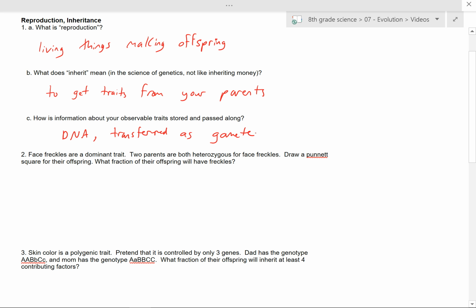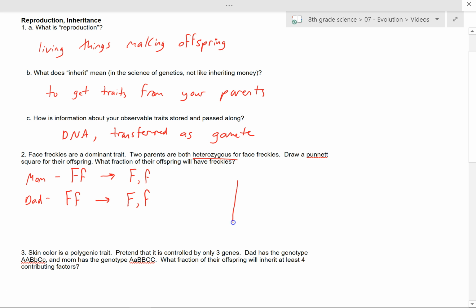Number 2, face freckles are a dominant trait. Two parents are heterozygous for face freckles. Heterozygous means that we have one dominant version and one recessive version of that trait, or one capital letter and one lowercase. So for mom and for dad, we'll use F's for freckles. We have a big F and a little f. And so the gametes that mom can produce, gametes will have half of mom's genes, half her DNA, so either a big F or a little f, and it'll be the same for dad.